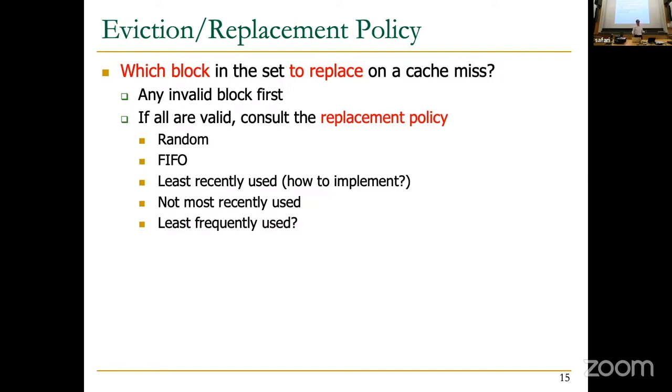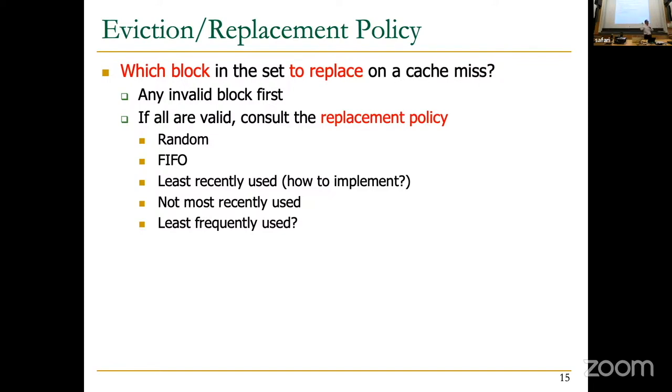So some processors implement not most recently used, or evict the block that's not the most recently used. Because least recently used requires keeping track of an order within the set, right? If you have a set with 4 ways, if you really want to truly check out the least recently used block, you always need to keep track of the order of use of all of the blocks within those 4 ways.